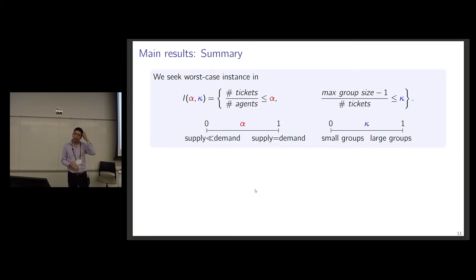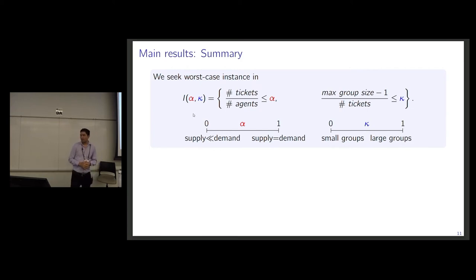And in particular, what is happening on those instances is that you have groups that are very large, in the sense that they require most of the tickets in order to be successful. So instead of looking at the worst case performance guarantees over all instances, we're going to look at the worst case performance guarantees over this family of instances characterized by two parameters.